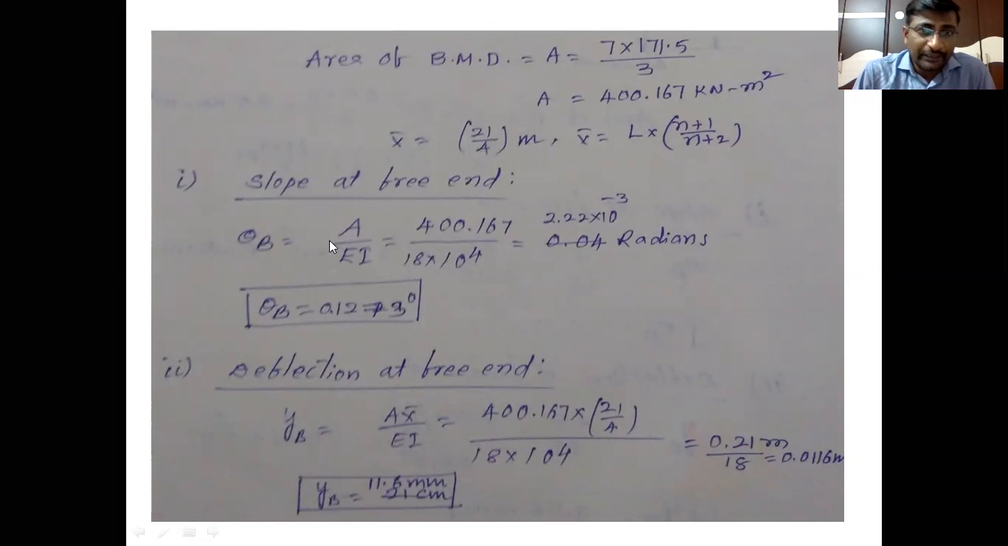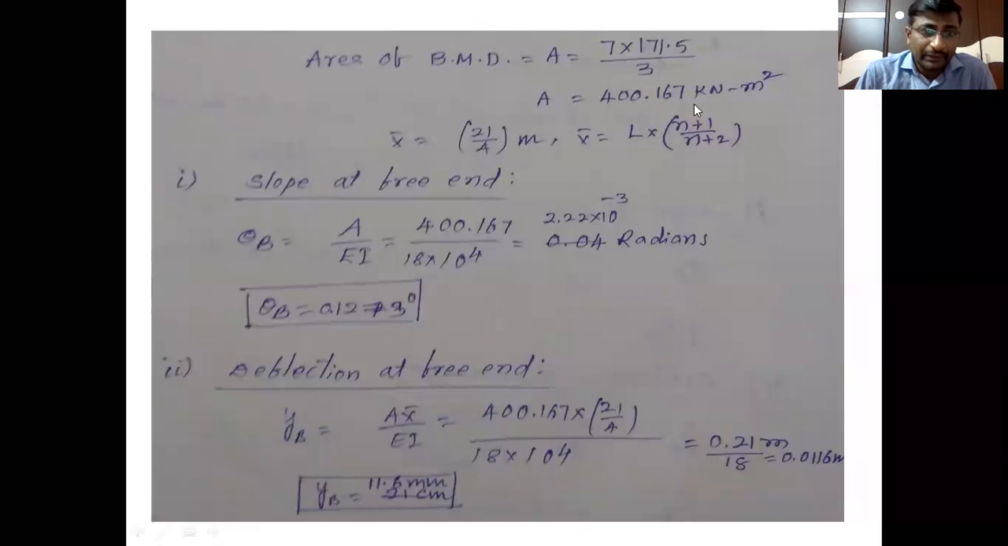Therefore, the slope at the free end is A by EI. Theta B equals A by EI. The area is 400.167 divided by EI, which is 18 into 10 to the power of 4. We get 2.22 into 10 to the power of minus 3 radians. If you convert into degrees, it is 0.1273 degrees. This is the slope at the free end of the beam.